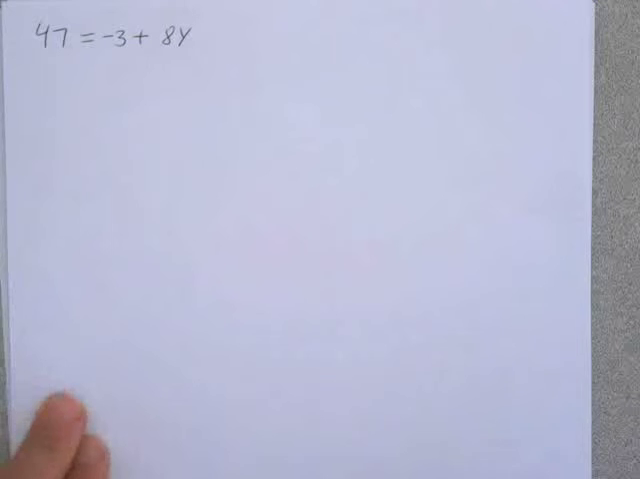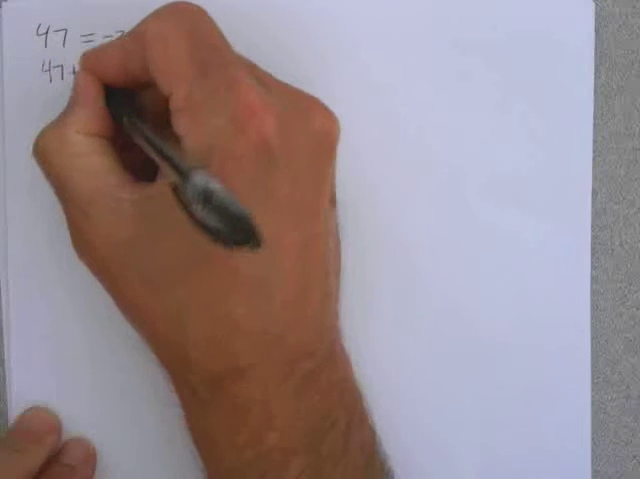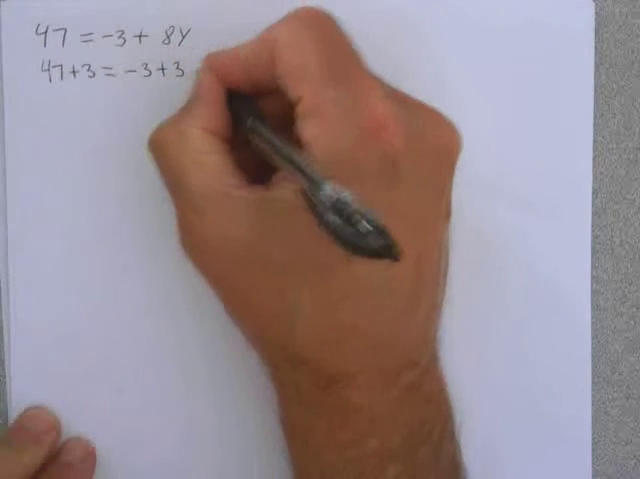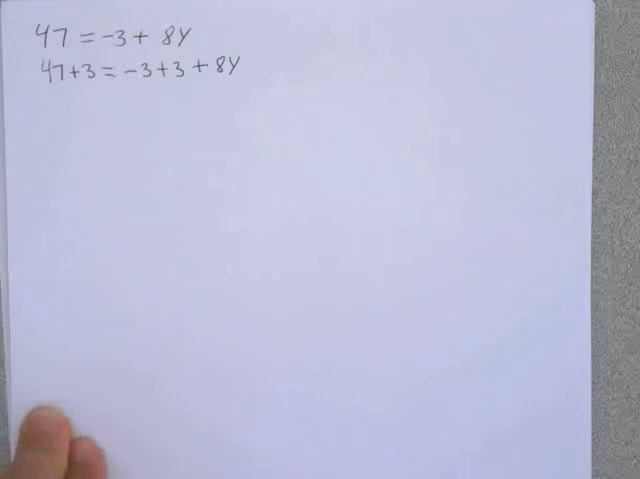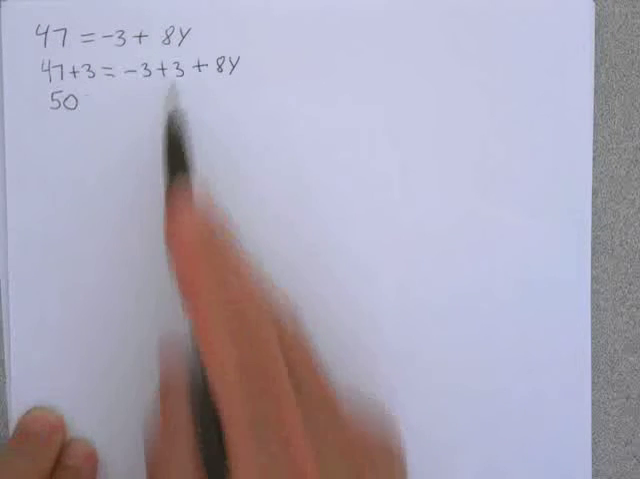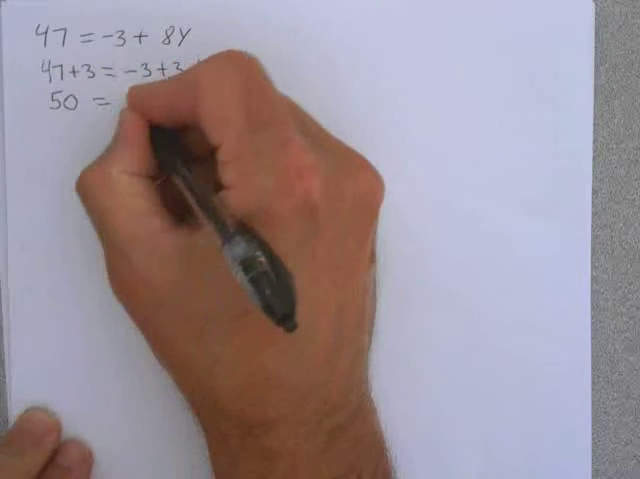And the first thing I'm going to do in order to do that is to add 3 to both sides of this equation. So 47 plus 3 will then equal negative 3 plus 3 plus 8y. All right, and as a result of that, 47 plus 3 is 50, and negative 3 added to 3 would be 0, and 0 plus 8y would be 8y.